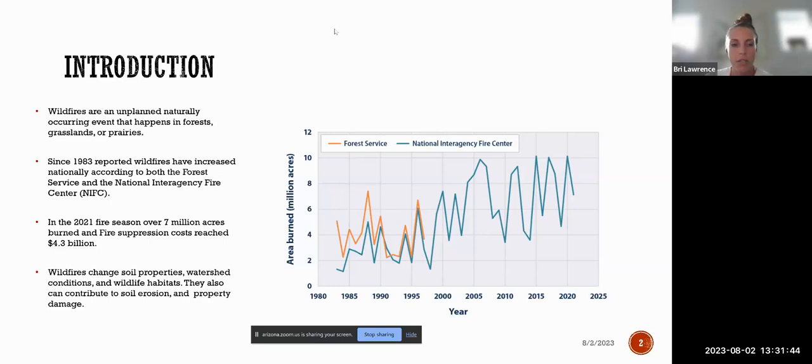In 2021, over 7 million acres burned during the fire season, and fire suppression costs reached 4.3 billion. And that was the year of the fire that I did my study on, the Dixie Fire.